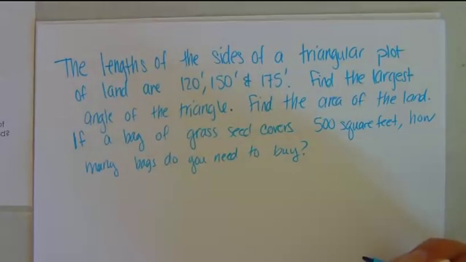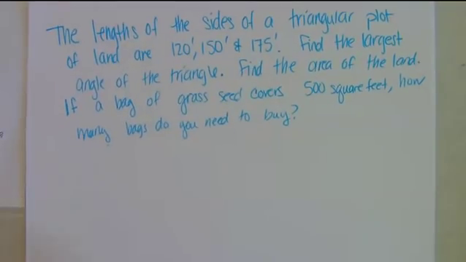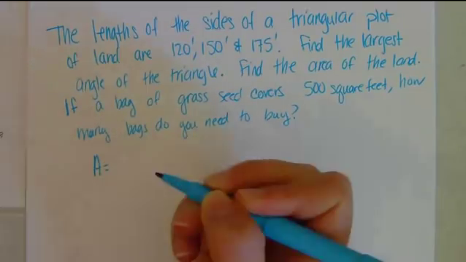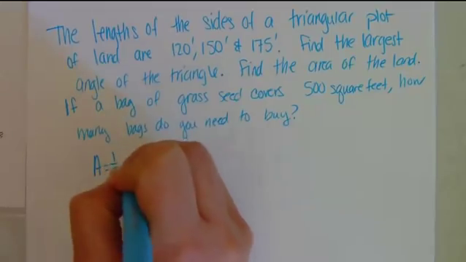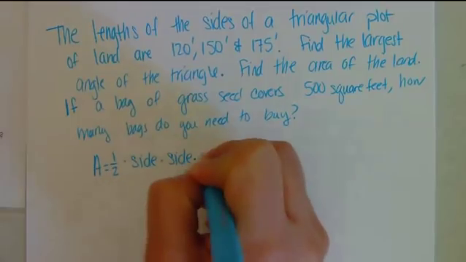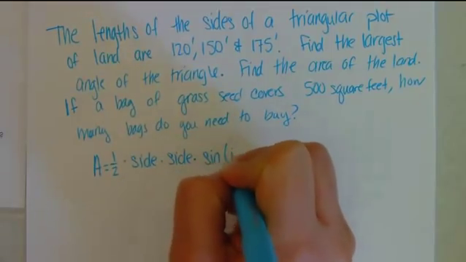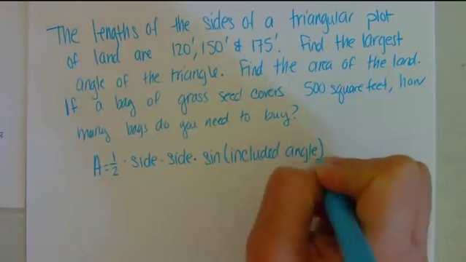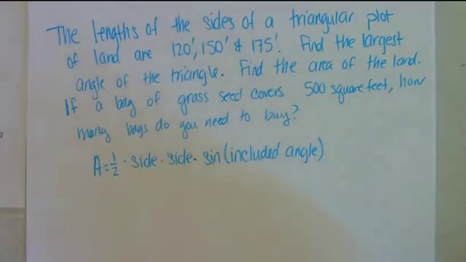So there's a lot going on here. Go ahead and pause the video, write that down. Okay, so you've written that all down. Now what you need to remember is that area formula from yesterday is 1/2 times side times the sine of the included angle. Okay, so we're going to go ahead and draw a picture.